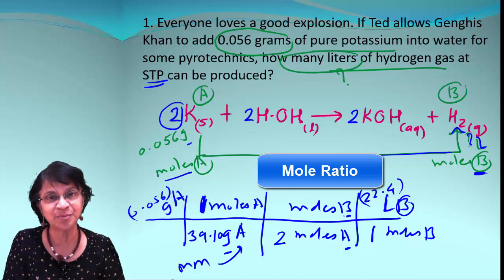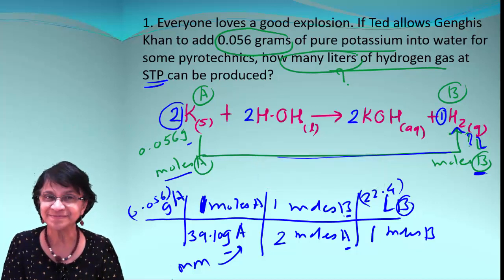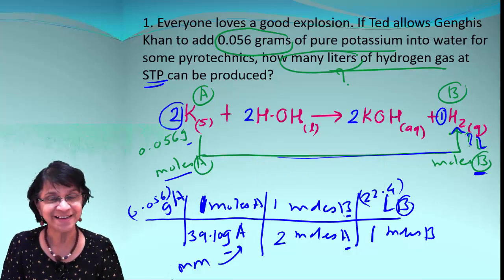So there you go. I'm going to put 2 there. For B, there is no coefficient. That means it is 1. So I'm going to put 1. What do we do next?